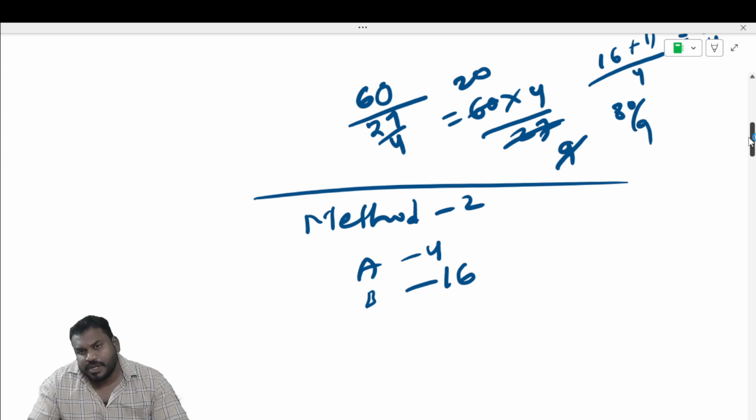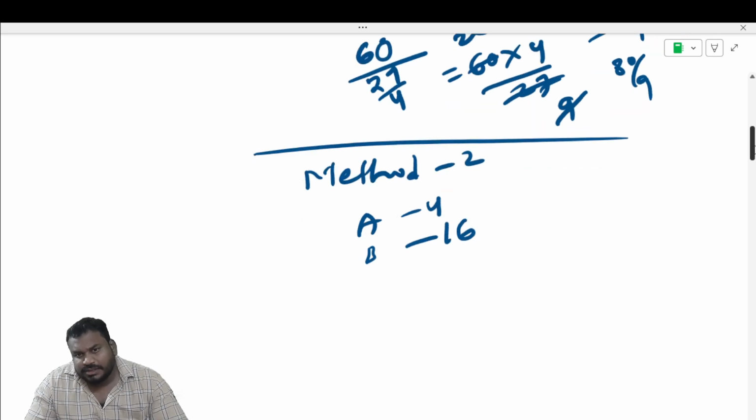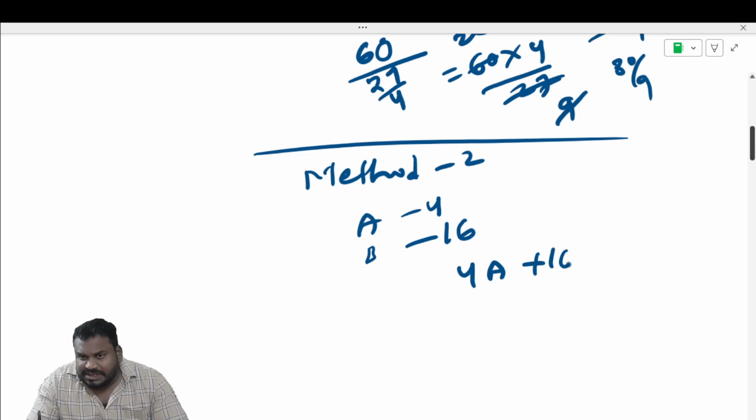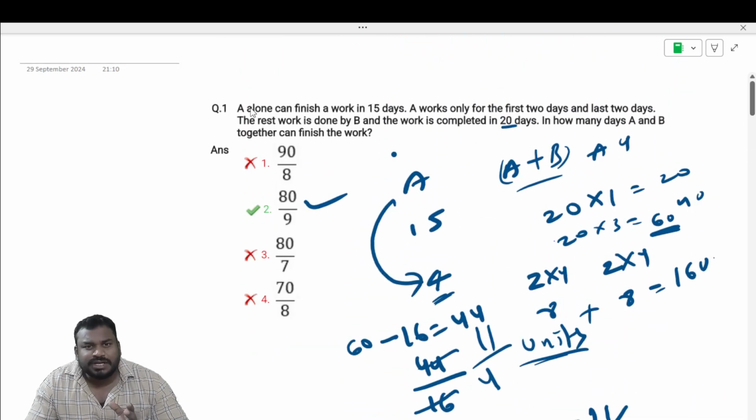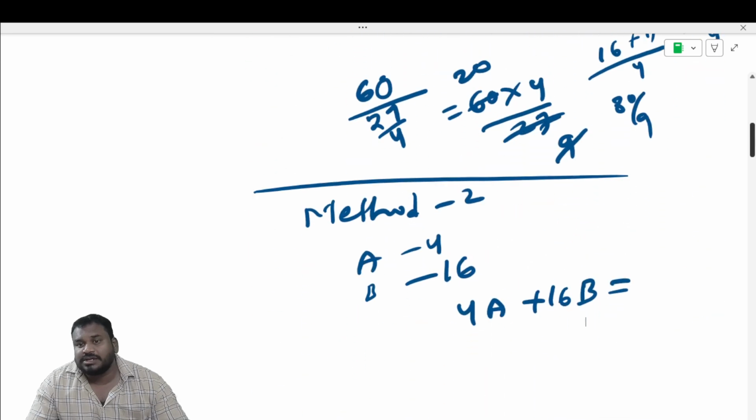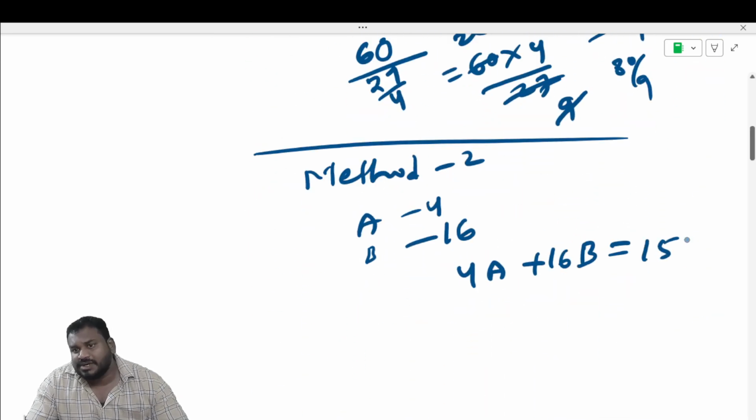Now we will do one thing. 4 days of A work plus 16 days of B work will be equivalent to the total work. What is the total work? Total work is nothing but, A alone can finish the work in 15 days, right? So if I assume each day's work as A, then 15 into A is the total work. So 15A can be equated as total work.